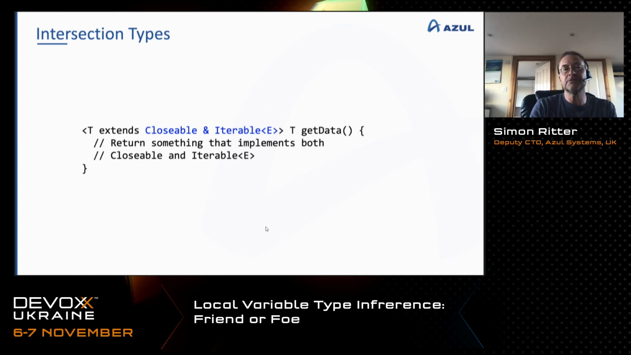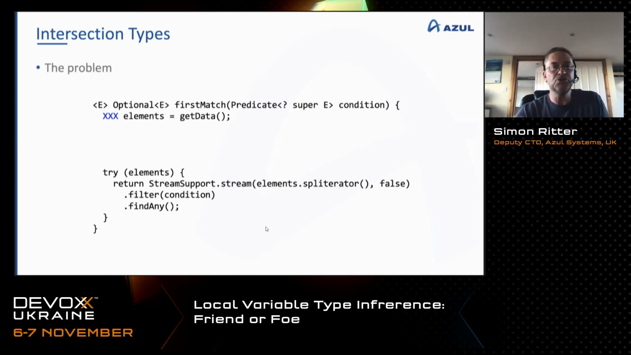And this is something that's a little bit different to the way we have definitions already in Java. We can extend two interfaces by using the ampersand operator to indicate both Closeable and Iterable of type E. So that returns something which implements both of those interfaces. Valid Java syntax.